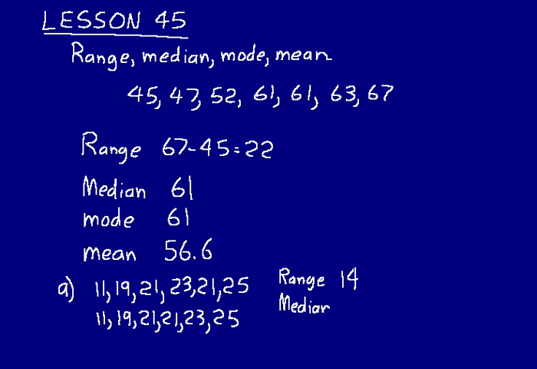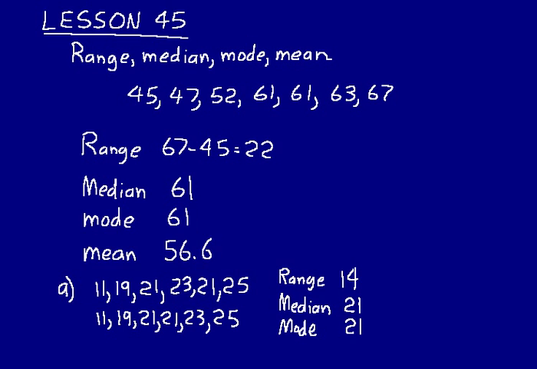Now we have 6 numbers there, and so that would be between the 3rd and the 4th, the average of the 3rd and the 4th. Well, the 3rd and the 4th are the same, so the median is just going to be 21. And then the mode is the same as the median. It's also going to be 21, because 21 occurs the most number of times in that set of numbers.